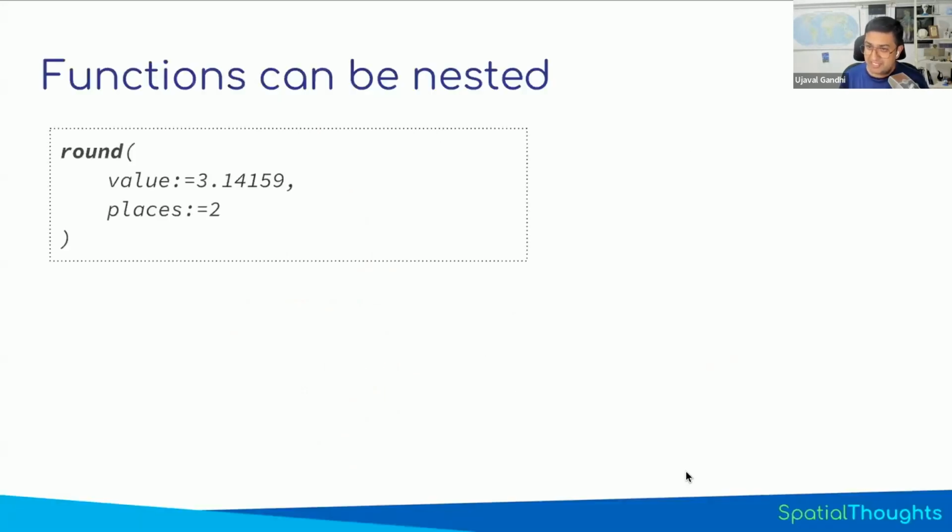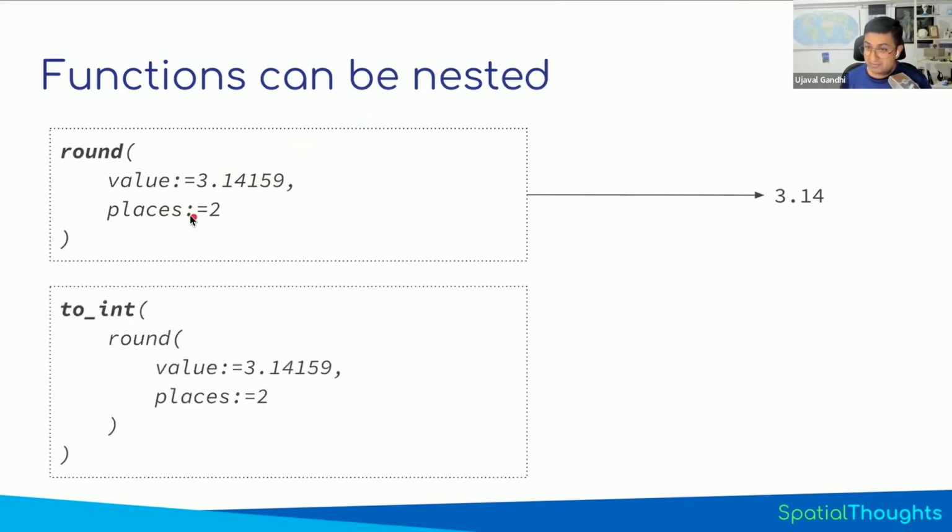The power of expressions comes from the fact that your functions can be nested. You can call functions on the output of other functions, and it can all happen in a single expression. Here's an example. Let's say we have this round function. We say round, value is this, places is 2. You'll get 3.14. Now, there's another function in the expression called toInt, which will turn a number into an integer. Let's say I want to take the result of this and turn it into an integer. Rather than doing this first and then calling the toInt function in the next step, I can just do it all together. So I can say toInt round of this.